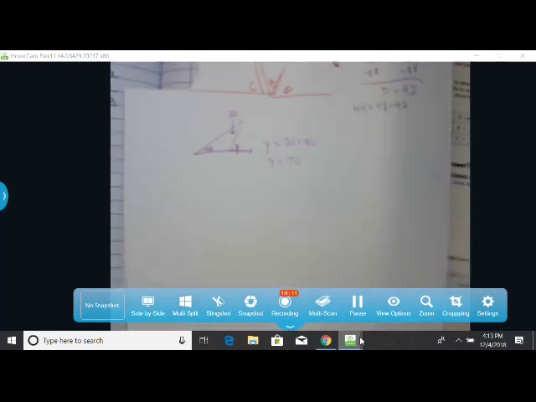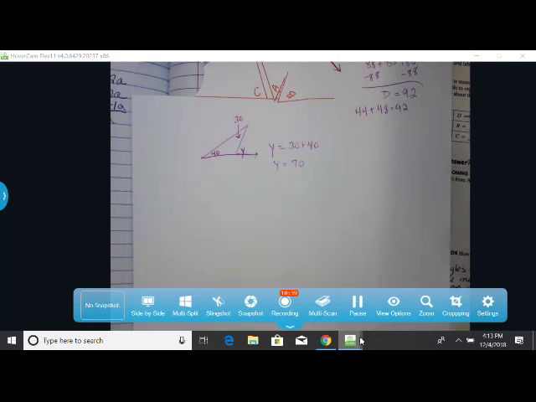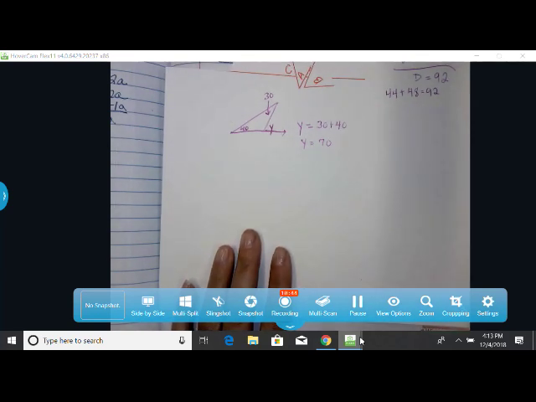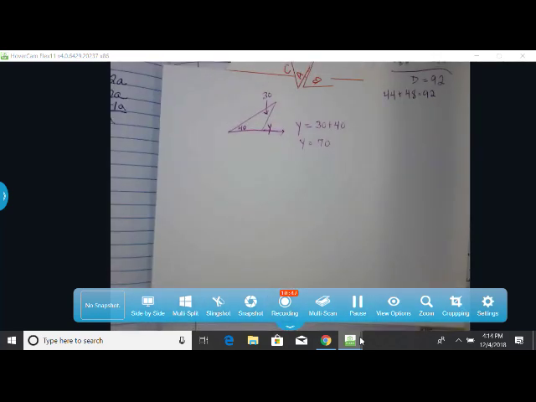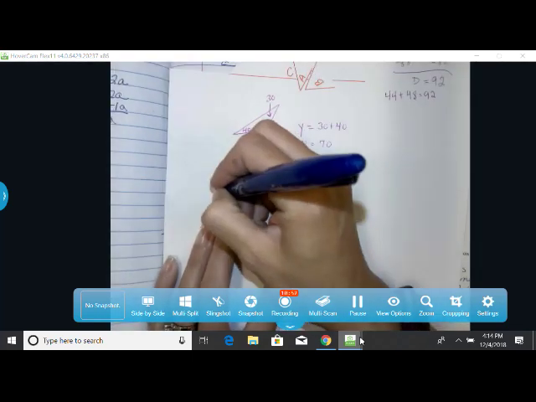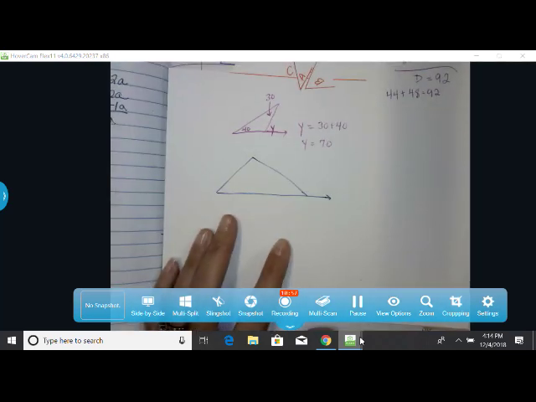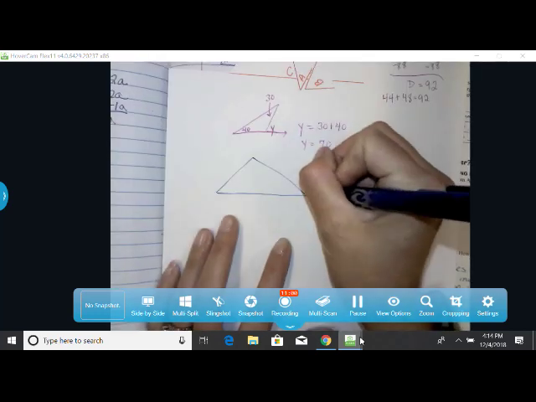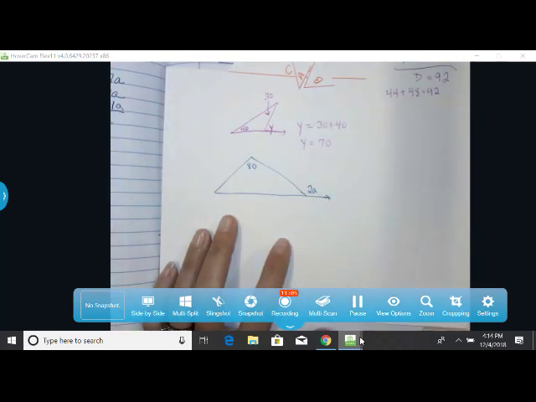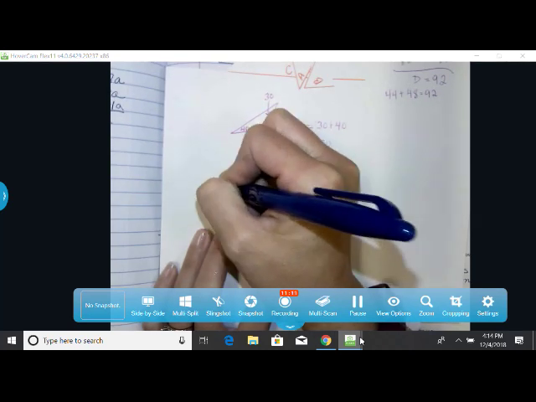Sometimes it won't be this straightforward, and you'll need to do some solving of an equation to get to your answer. For example, I'll do this one in blue. If I have the triangle again, it's not a perfect triangle, it's just a sketch for the sake of the example. The exterior angle is 2A. This interior angle is 80. And this angle down here will be A minus 5.